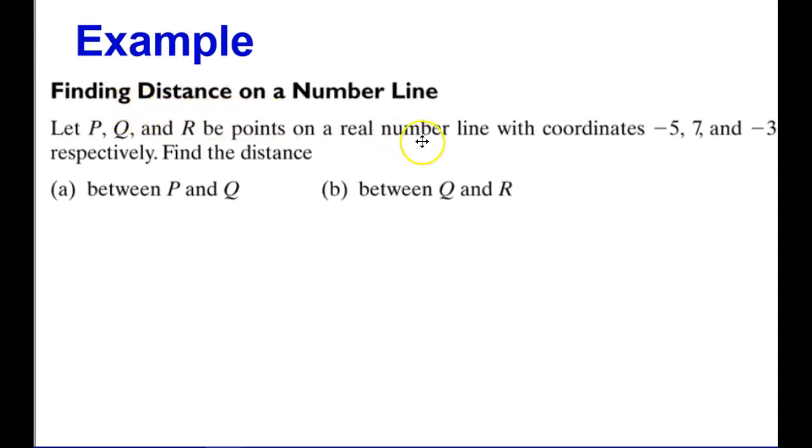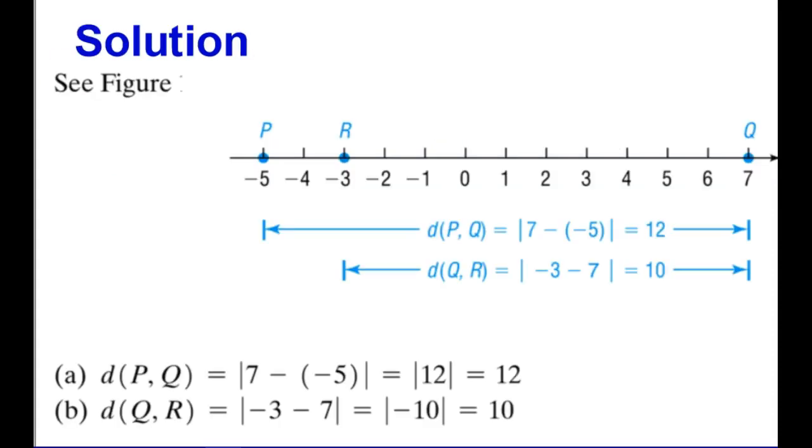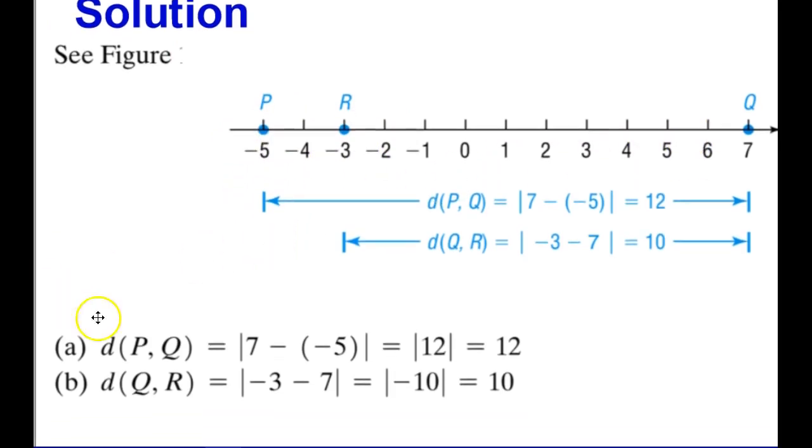P, Q, and R are points with coordinates -5, 7, and -3. So now I'm going to find the distance. Okay, so first thing I want to do is plot those points, P, R, and Q, based on what I was told. So then A, I'm asked to find the distance between P and Q. So here I see P and Q, and I'm at -5 and 7, so I can go ahead and take those and subtract them, and then find the absolute value. It doesn't matter here which order I put them in, because 7 minus a -5 gives me 12, but -5 minus 7 is -12, and I'm taking the absolute value, so I can put these in either order.